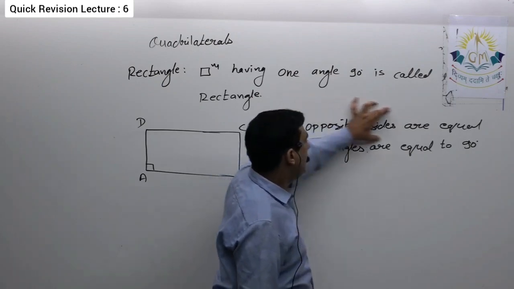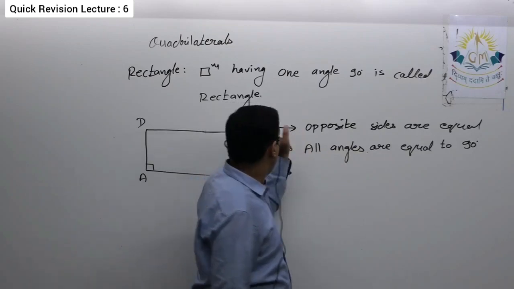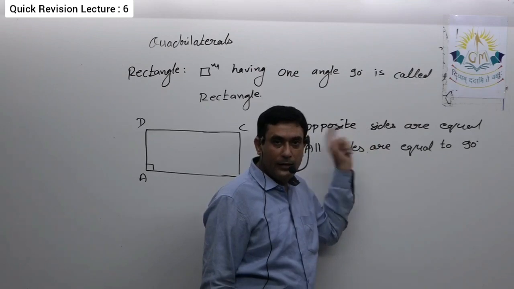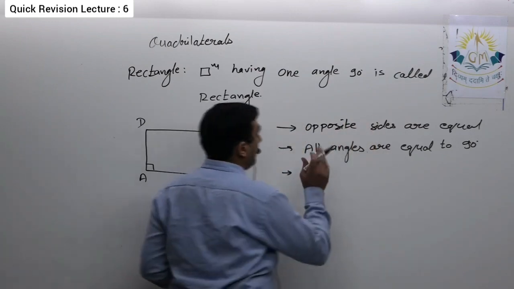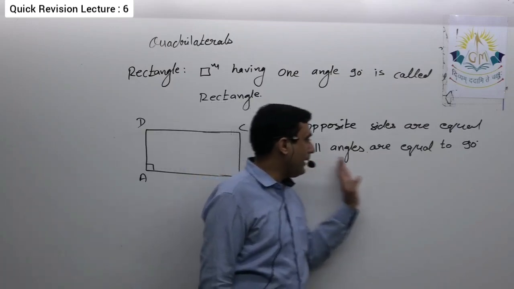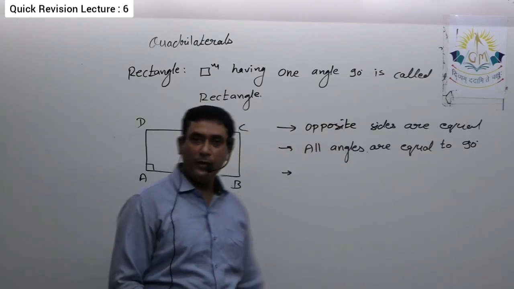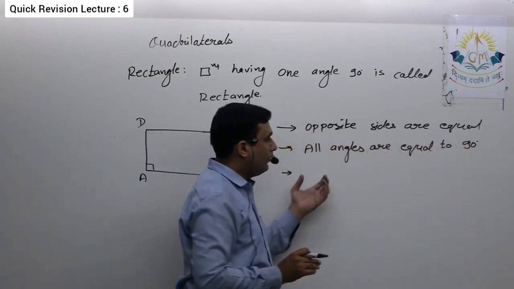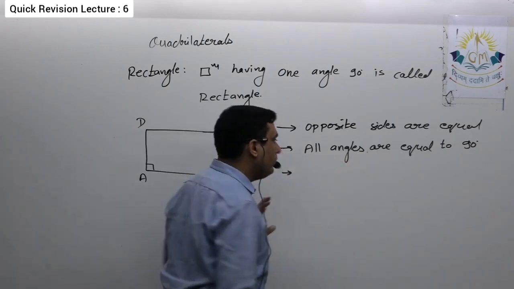For example, here opposite sides are equal, so this is the same as the parallelogram, because a rectangle does not have any special property related to sides other than the properties of a parallelogram. Now over there I wrote opposite angles are equal. So here I am writing all angles are 90 degree. If all angles are 90 degree, obviously opposite angles are equal, so I won't write here opposite angles are equal, because here we have a special property of the rectangle, that is all angles are equal to 90 degree.